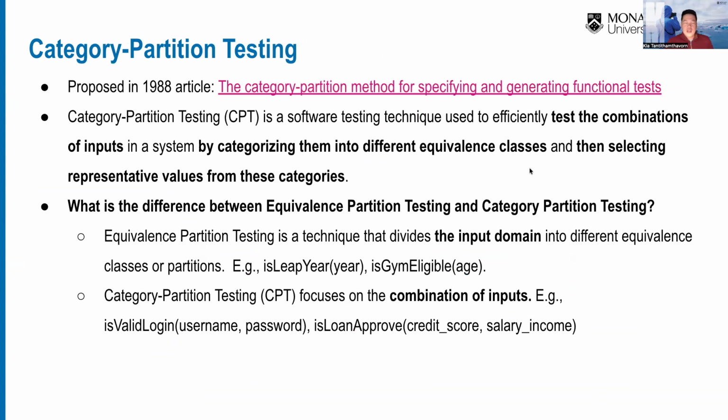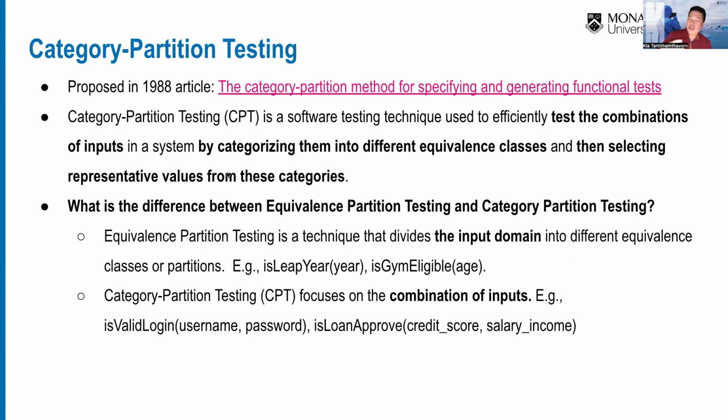Yep. Okay, the last technique, which is really difficult, category partition testing. Category partition testing was invented in 1988, and it is a technique to efficiently test the combinations of the input in a system by categorizing them into different equivalence classes and then selecting representative values.